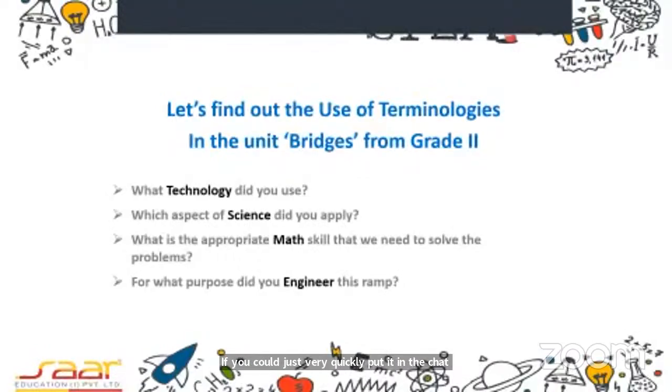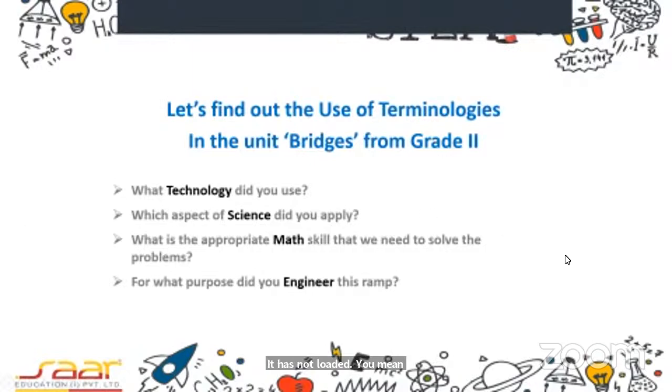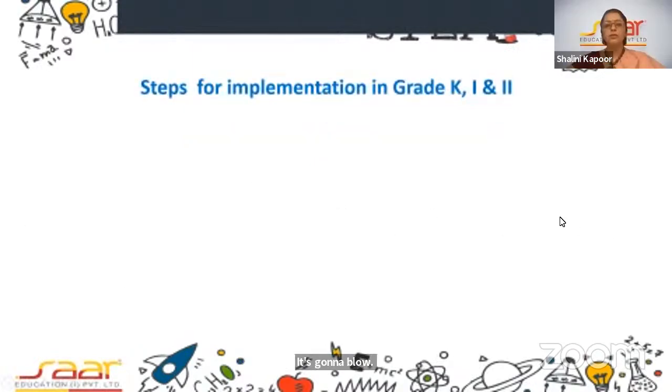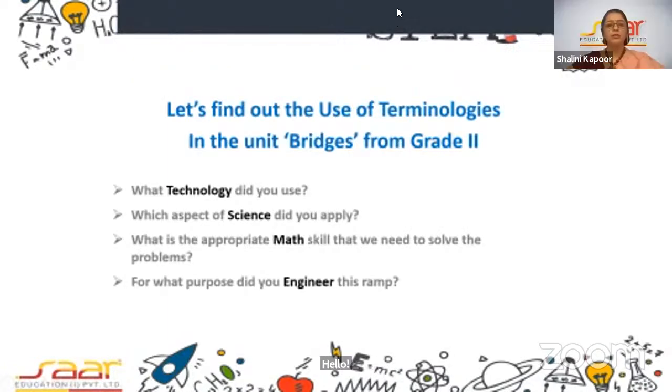Ma'am, your slide is not clear actually. It has not loaded, you mean to say? It's a little blur. Is it better now? All right, a little better. Should I just resume the sharing? Better now?